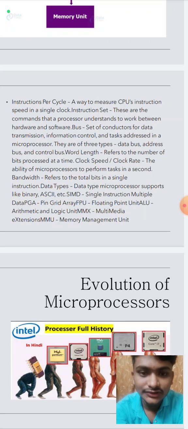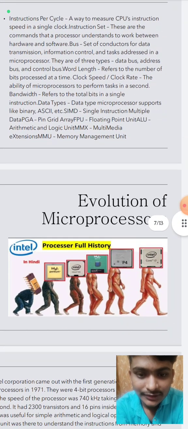Word length refers to the number of bits processed at a time. Clock speed or clock rate is the ability of the microprocessor to perform tasks in a second. Bandwidth refers to the total bits in a single instruction. Data types are the types the microprocessor supports, like binary, ASCII, etc. Other terms include single instruction multiple data, PGA (pin grid array), floating point unit, ALU, multimedia extension, and memory management unit.